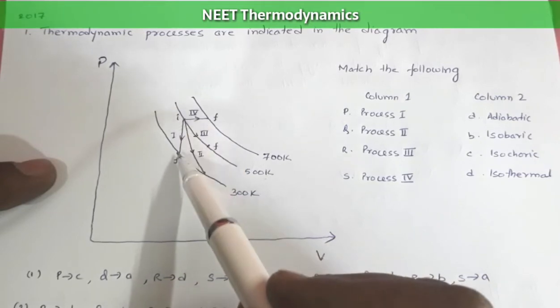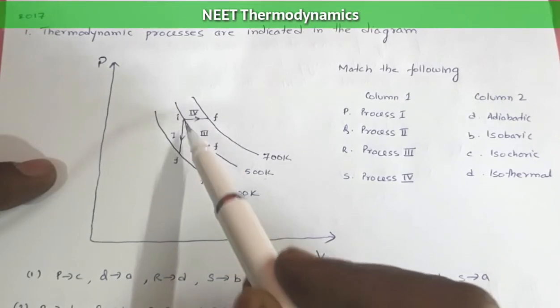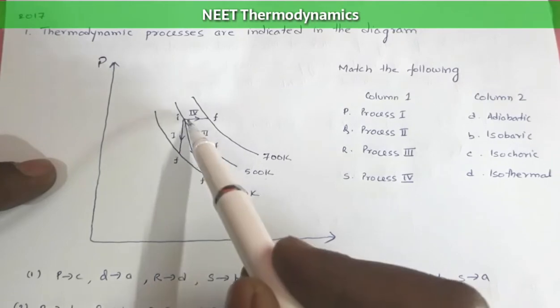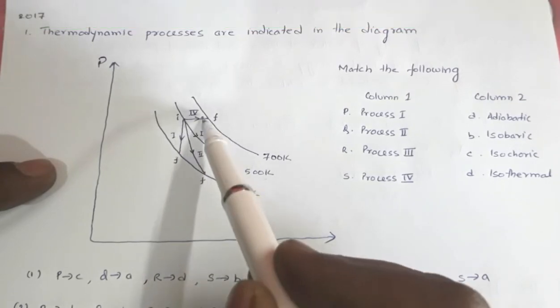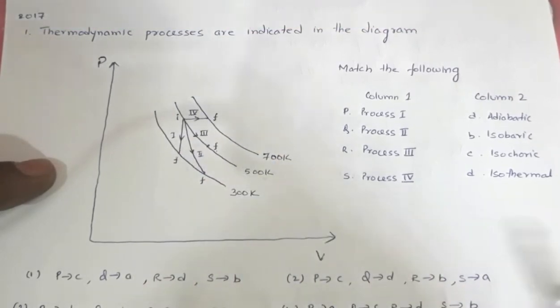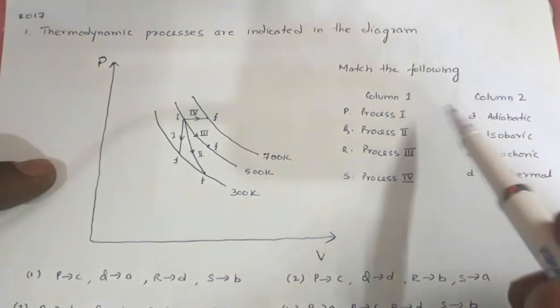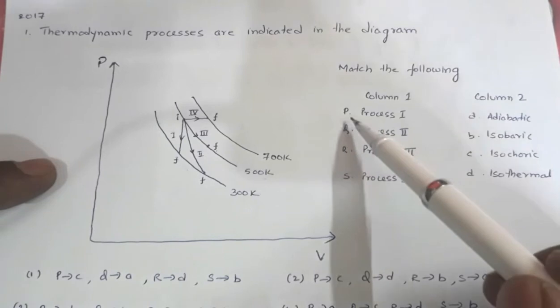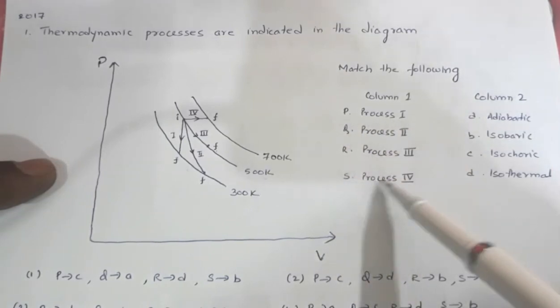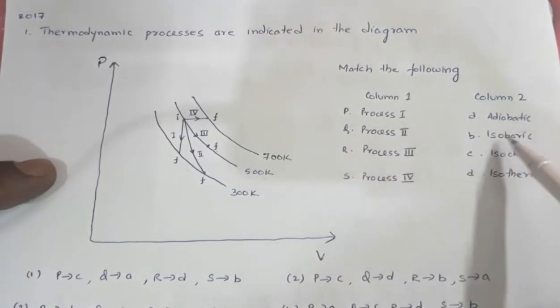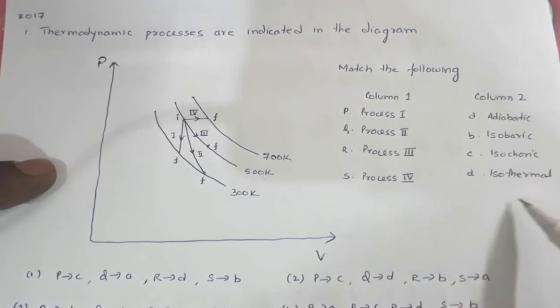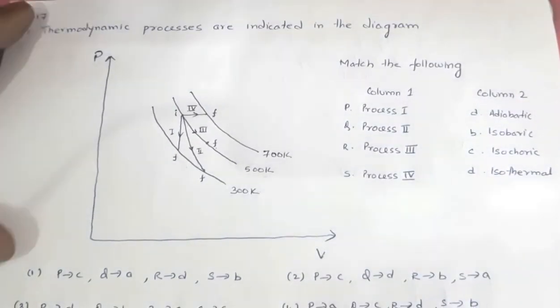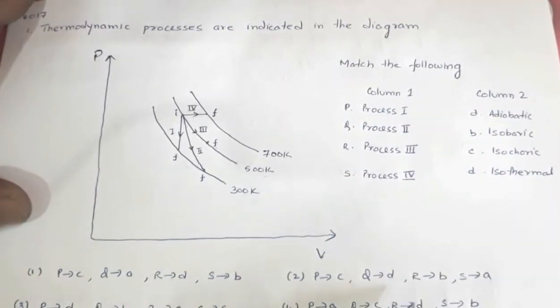This is the initial state. For process 1 this is the final state. For process 2 this is the final state. For process 3 this is the final state, and for process 4 this is the final state. Okay, and you are asked to match the columns. Column 1 has P, Q, R, S as process 1, process 2, process 3, process 4. Column 2 has adiabatic, isobaric, isochoric and isothermal. And these are the options.